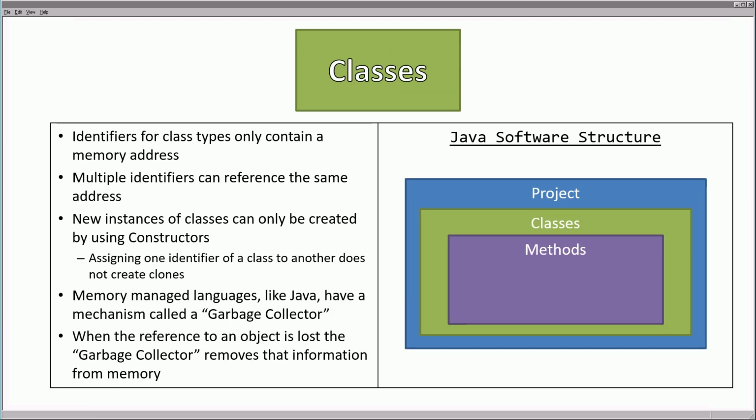To finish this out, identifiers for class types only contain a memory address. Multiple identifiers can reference the same address, in other words, the same object. New instances of classes can only be created by using constructors. Assigning one identifier of a class to another one does not create a clone. Now, Java is a memory-managed language, and it has this mechanism called a garbage collector. And whenever the reference to an object is lost, the garbage collector goes along and removes that information from memory.